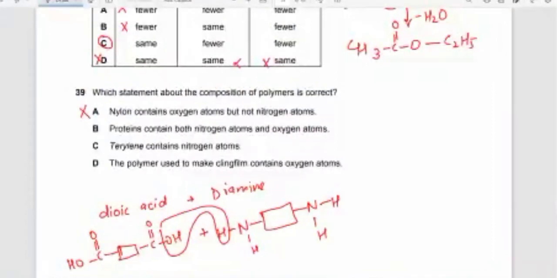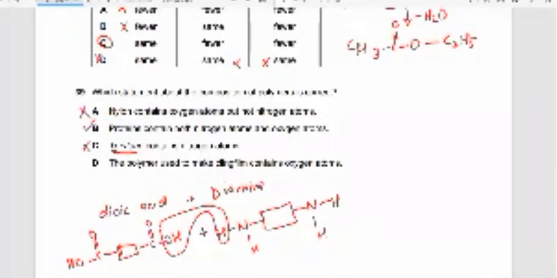It has nitrogen atoms. Proteins contain both nitrogen atoms and oxygen atoms. It's okay. Terylene contains nitrogen atoms. What is terylene? Terylene is a polyester. There is no nitrogen.